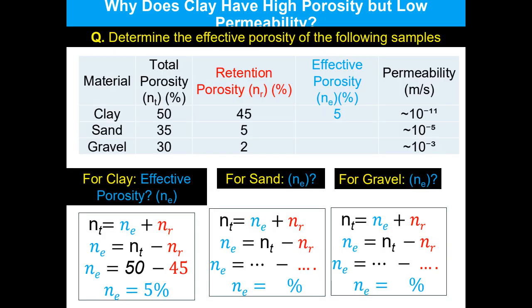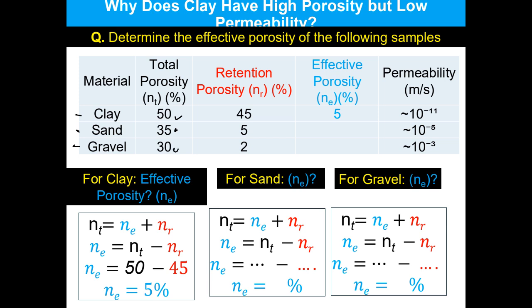Let's look at this example. Determine the effective porosity of the following samples. This is the material. We have clay, sand, gravel. The total porosity of clay is 50%. The total porosity of sand is 35%. The total porosity of gravel is 30%.